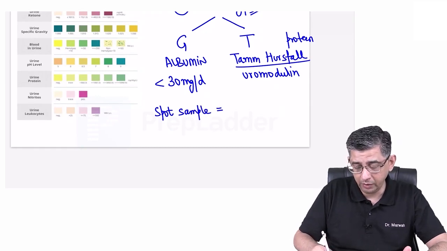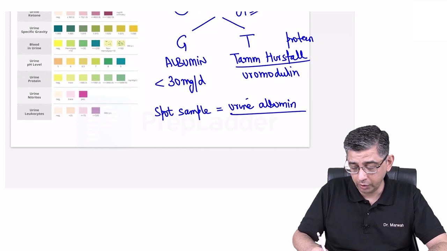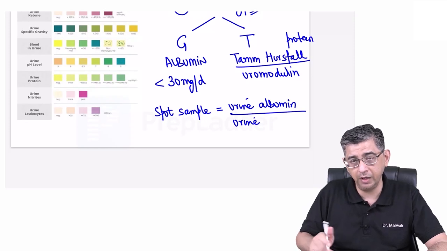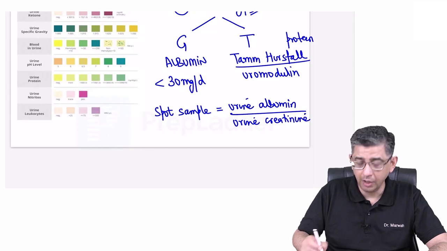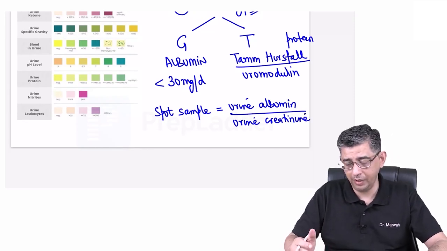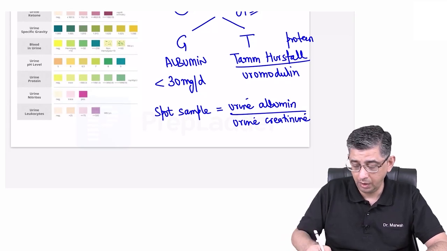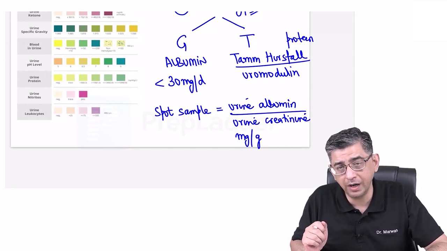Now, when we evaluate the albumin in the spot sample, in the numerator we are obviously going to incorporate urine albumin. But in the denominator, it's not the 24-hour entire amount of protein; what is present is urinary creatinine. So what I'm teaching you at the moment is called albumin excretion rate, or the urinary albumin creatinine ratio. This would be expressed in milligram per gram of urinary creatinine.